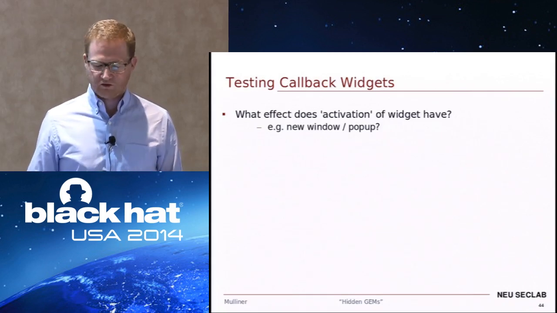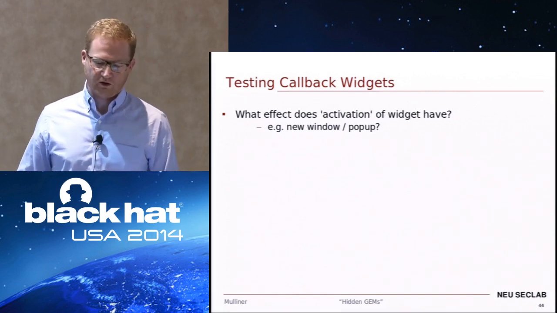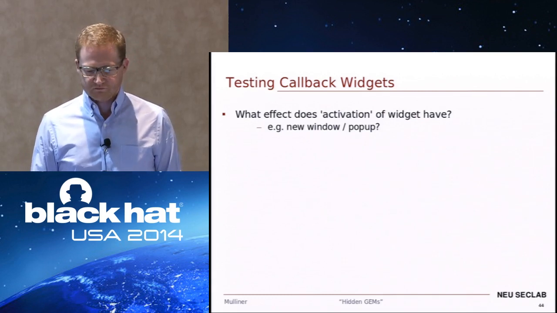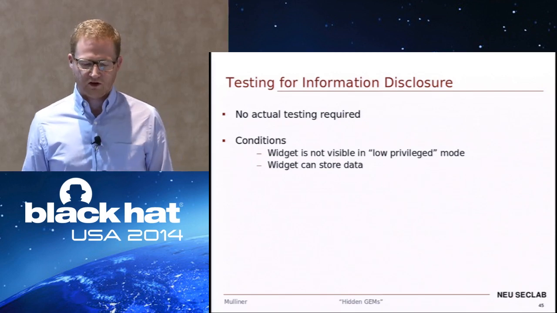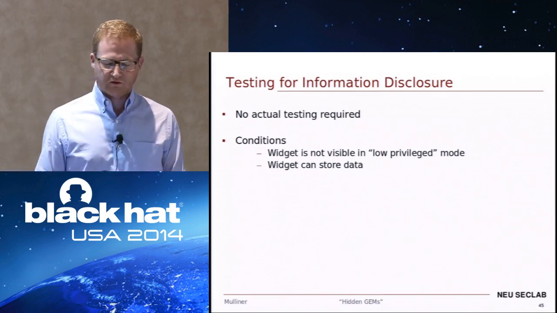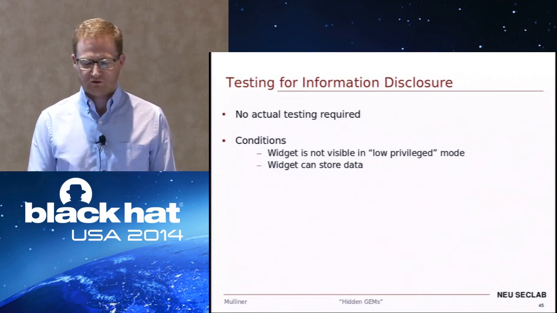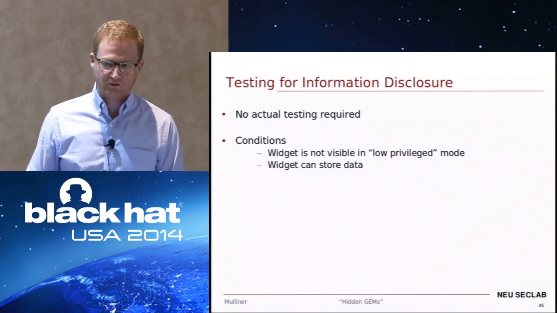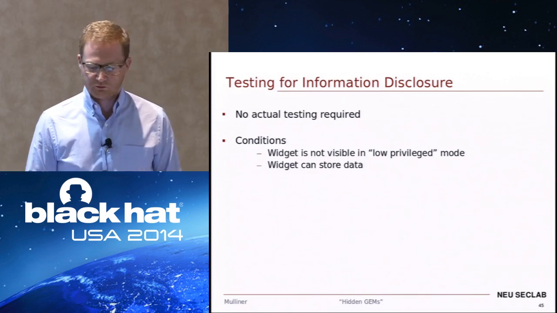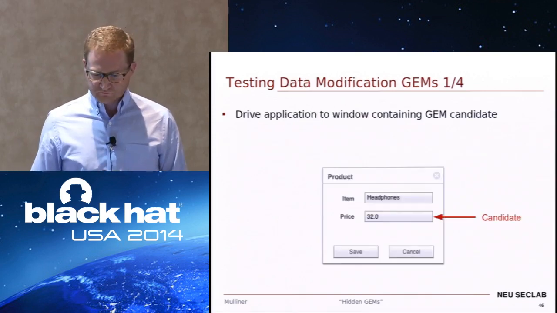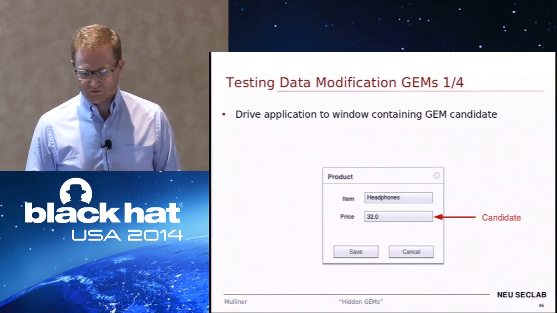So for the callback, as I said, it's very easy. We activate this, click it, and see whether a new window pops up or not. That's the basic testing for that. For information disclosure, we don't really do actual testing, because we see that this widget is always hidden in the low privileged mode, but it can contain data, and it's visible in the high privileged mode. So we say, this could be a case. We just dump it to the output and say, okay, this might be something. But for data modification, it's a little bit different.